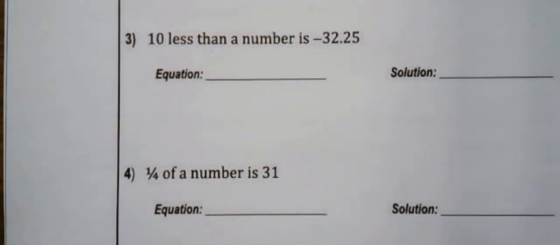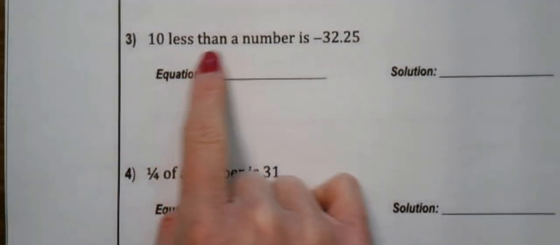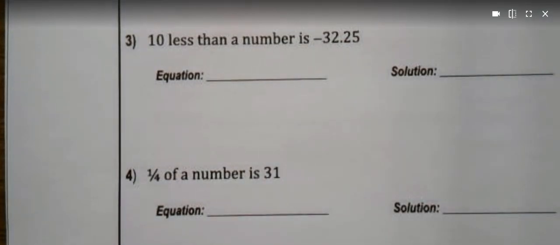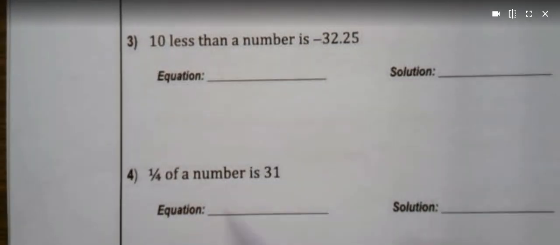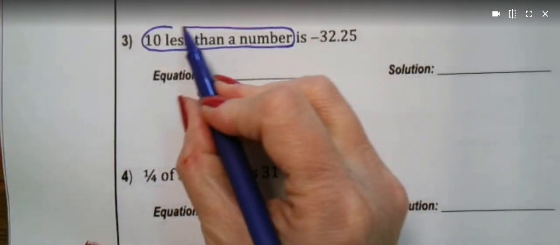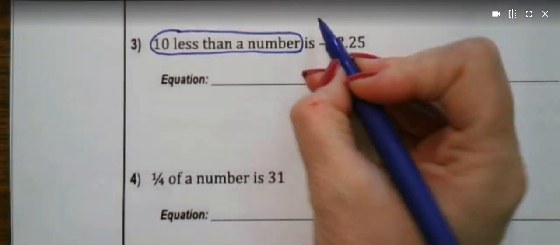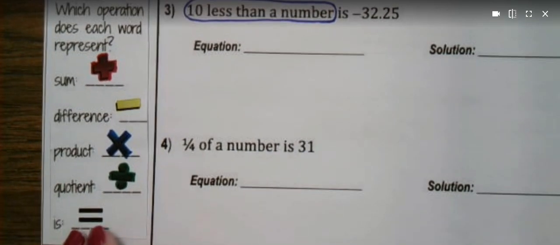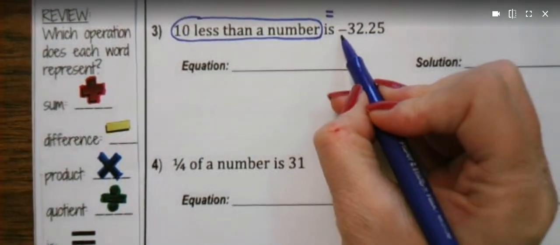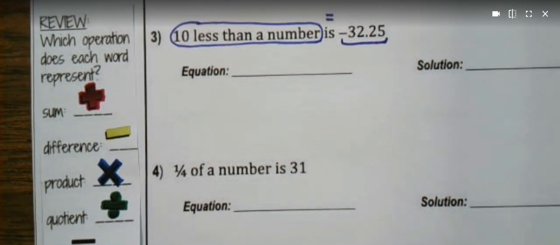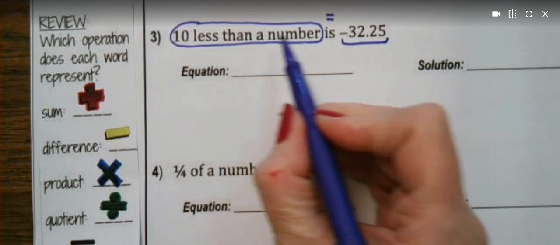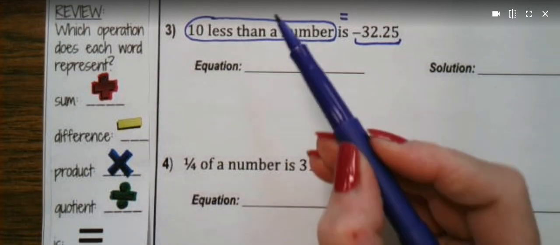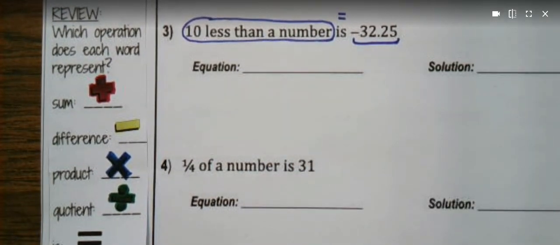Okay, let's focus on 3. 10 less than a number is -32.25. Okay, so I see we've got 10 less than a number. I'm going to change that into symbols. And then the word is, we know that the word is, I'm going to pull this back up here for us. Remember the word is, that's the equal sign, right? So is equals, and then we have the number -32.25. Okay, so what we really need to change here is 10 less than a number. But you know, over on my list here, I don't have the words less than. So we have to think what operation symbol does less than represent, and that's subtraction.